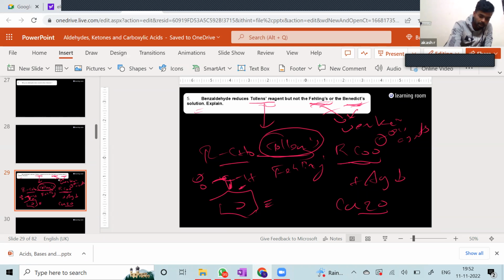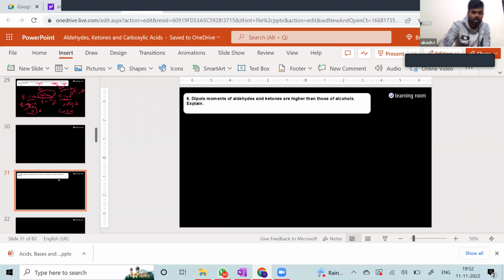Moving on. The dipole moment of aldehydes and ketones is higher than those of alcohols. Now, how do you calculate dipole moments, people? Charge into distance of separation. So basically, you have to see the C double bond O is there, and we have this C-O-H bond.